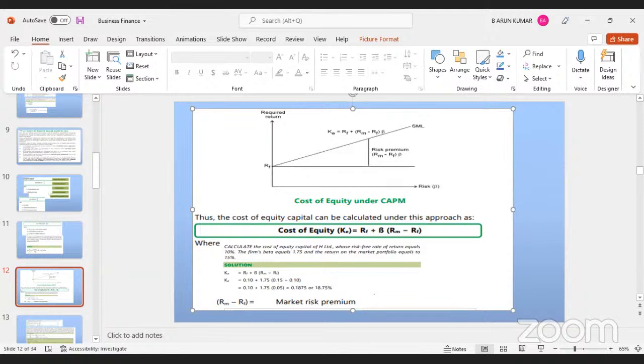They frequently ask the theory question or the problem. Just listen to this diagram and you will understand what the CAPM is. CAPM means capital asset pricing model. Here in the x-axis we are taking the required rate of return. This method purely depends upon risk and returns. In the y-axis we are taking the returns, and in the x-axis we are taking the risk.